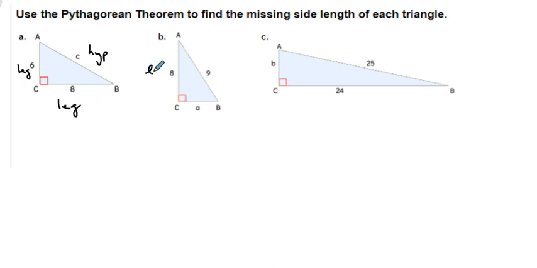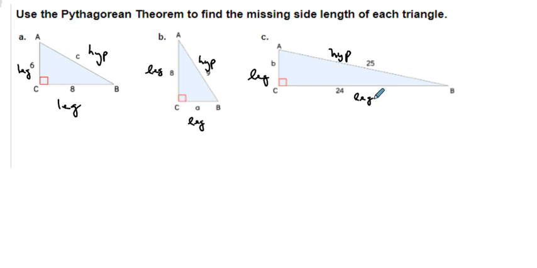B, got a leg here. And then this is A, the missing piece is a leg. And then 9 is our hypotenuse, all right? So there is that. And then this one, it's across from there. 25 is the hypotenuse. B is a leg. And 24 is a leg.